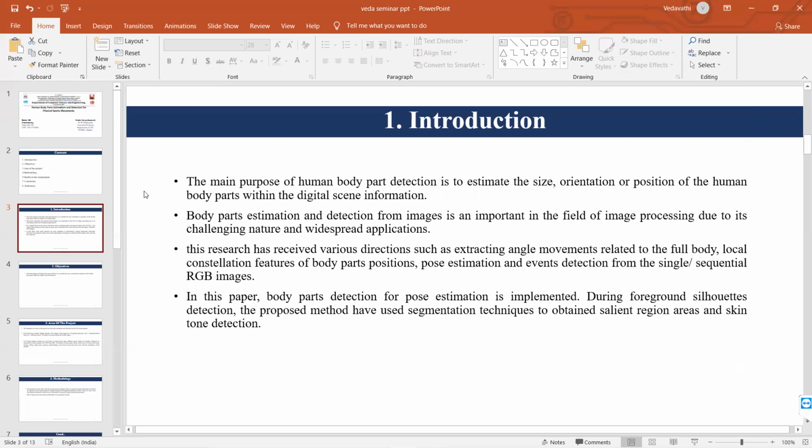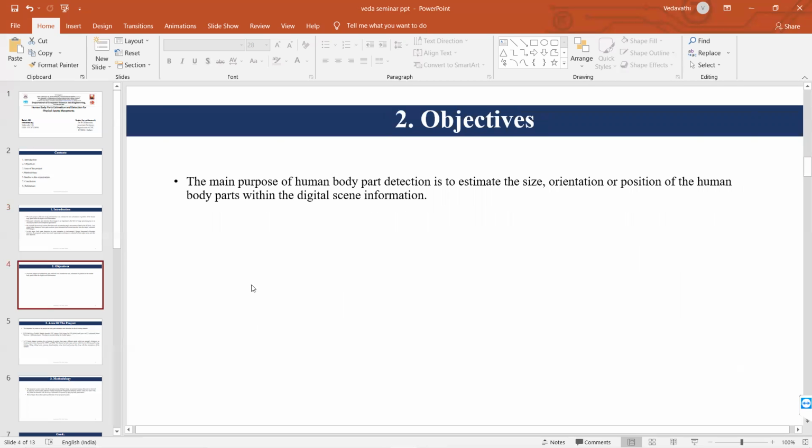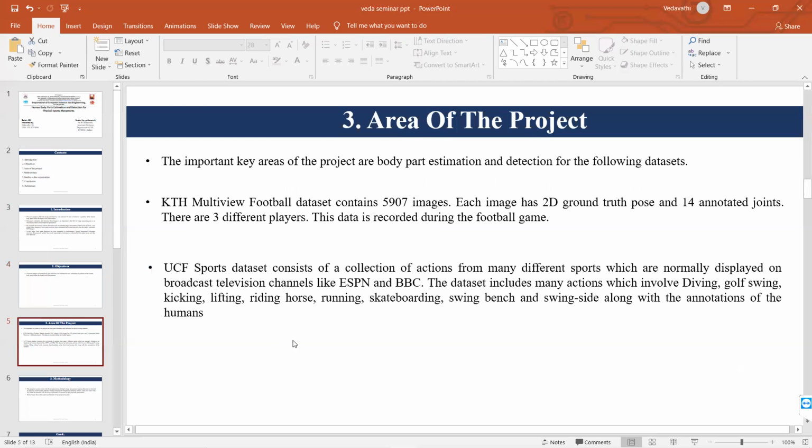After successful extraction of body parts, estimation is applied by using a body part model. We'll use a body part model to estimate. Our main objective is to propose a human body part detection method to estimate the size, orientation, and the position.